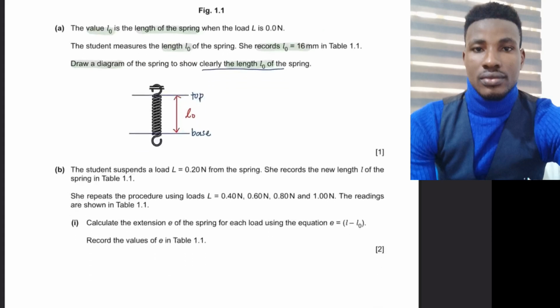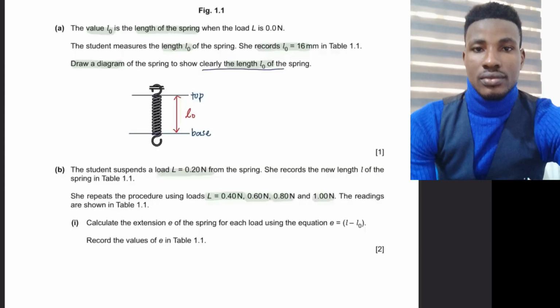Question B. The student suspends a load L equals 0.2 newtons from the spring. She records the new length L of the spring in table 1.1. She repeats the procedure using L equals 0.4 newtons, 0.6, 0.8 and 1 newton. The readings are shown in table 1.1.